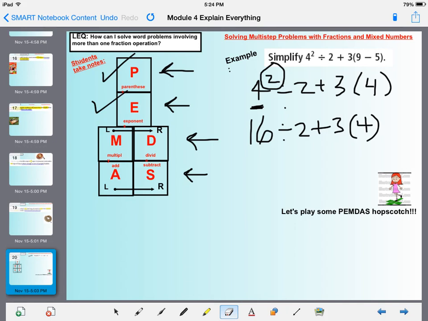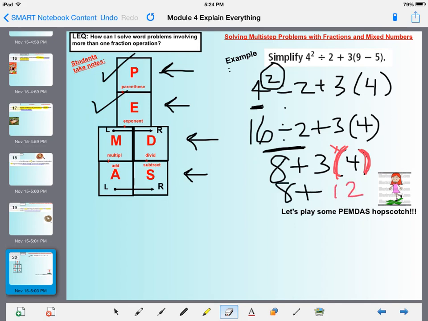Now we multiply or divide, whatever comes first. In this case, the division comes first. We take care of 16 divided by 2, which is 8, plus 3 times 4. We don't go to the add or subtract yet because we still have a multiplication. When you see parentheses between numbers, that means that you multiply. So 3 times 4 is 12, and now we bring everything else down. 8 plus 12 is 20, and our answer here is 20.